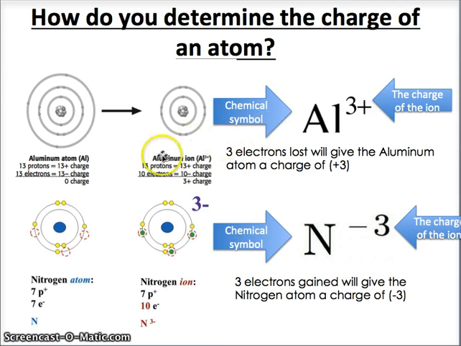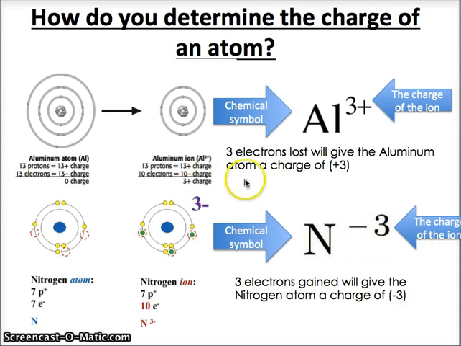So for example, in the aluminum atom, it has 13 protons, 13 electrons, and its valence shell, it's really hard to see, but it has 1, 2, 3 electrons. Now, it needs 8 to be stable. It's much easier to lose those 3 electrons than to gain 5. So it's going to go ahead and get rid of those 3 electrons. And because it lost 3 electrons, there's 13 protons and only 10 electrons, and it's going to be an overall positive 3 charge.